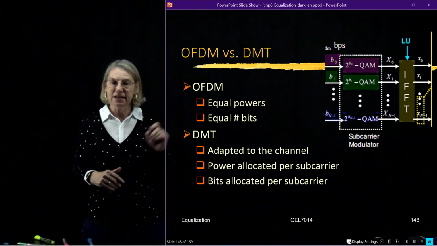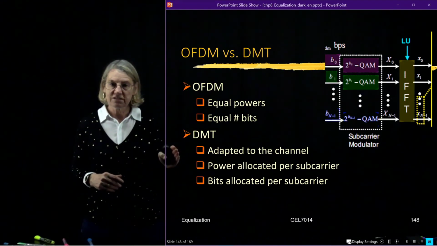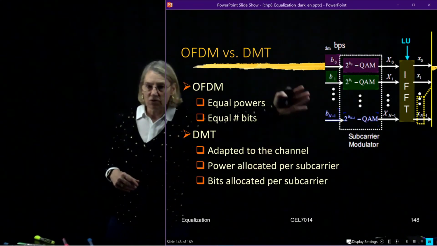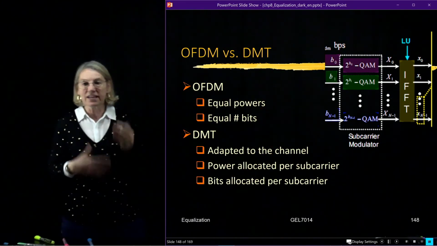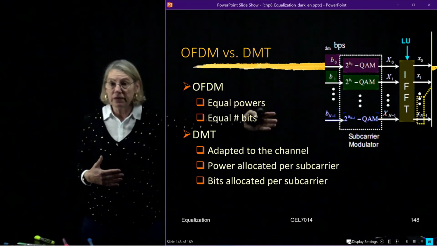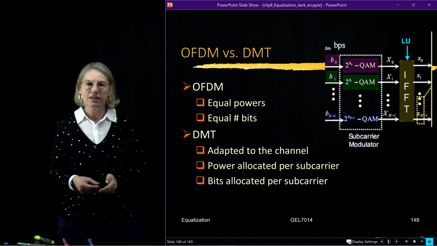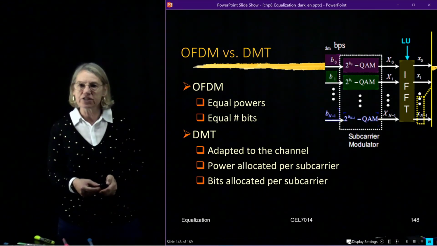So OFDM and DMT, different approaches for different situations. But essentially, the hardware, the techniques that I described for OFDM are also being used for DMT. It's just we do this optimization on top of that other hardware for the implementation of the OFDM.